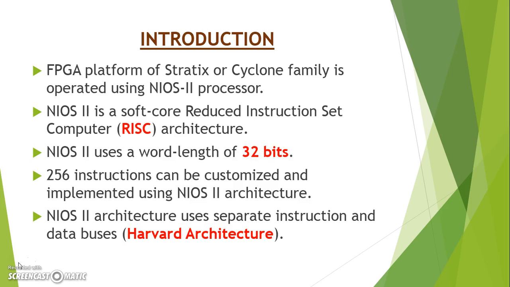NIOS II is a 32-bit embedded soft processor that can be instantiated on an Altera FPGA device. A soft-core processor is a microprocessor fully described in software, usually in a hardware description language, which can be synthesized in a programmable hardware such as FPGAs. NIOS II incorporates many enhancements over the original NIOS architecture, making it more suitable for a wider range of embedded computing applications.